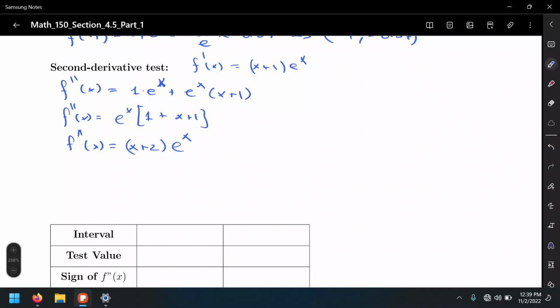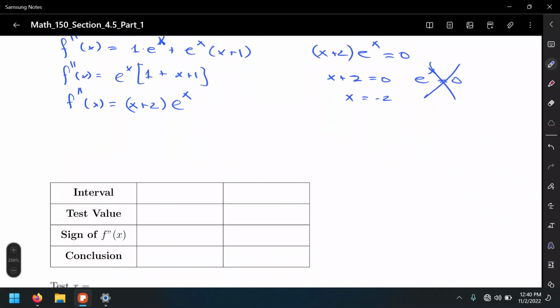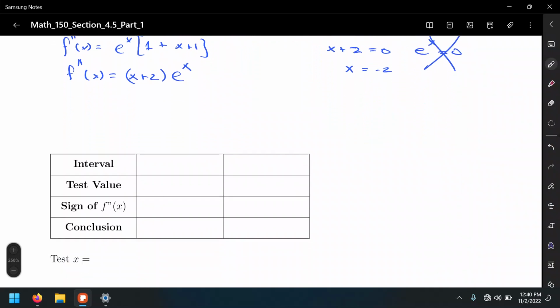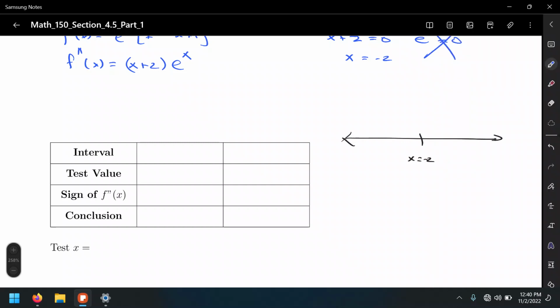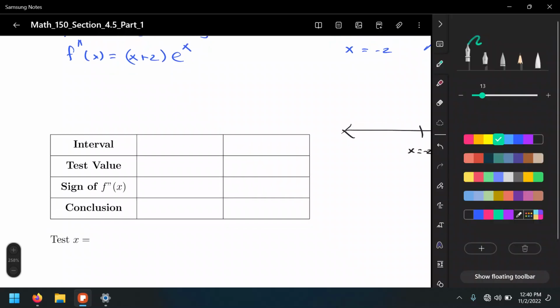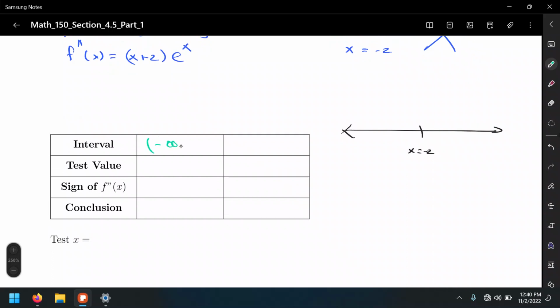Let's set the second derivative equal to 0. x plus 2 times e to the x equals 0. That's x plus 2 equals 0, and e to the x equals 0. x equals negative 2, and well, e to the x never goes to 0. So the only critical value we're going to get is x equals negative 2. All right? So that's going to give rise to 2 intervals to test: negative infinity to negative 2, and negative 2 to infinity.